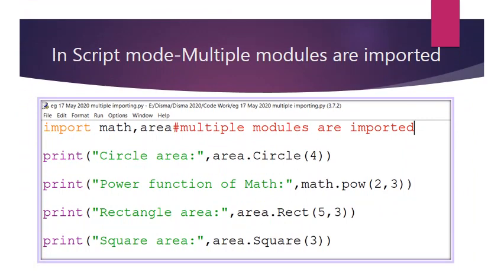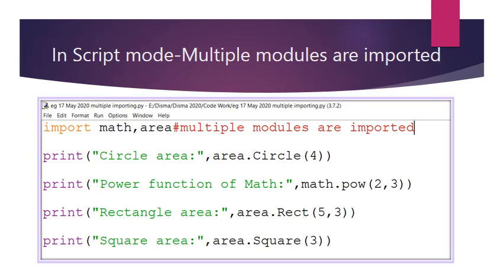Now you can see a script mode program which has multiple modules imported. The first line I have used for that is import math, area. So all the functions written in both these modules you can use as a part of your program. In the first print statement, I have called the circle area calculation function of the area module. So area.circle is being called with a value 4. So 4 is going to be accepted as the radius and it will return the area of the circle accordingly.